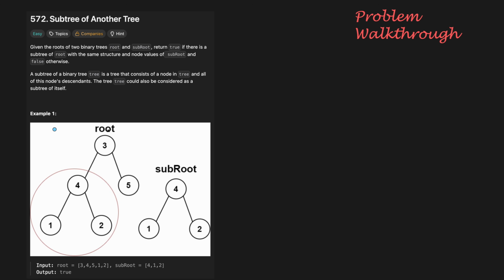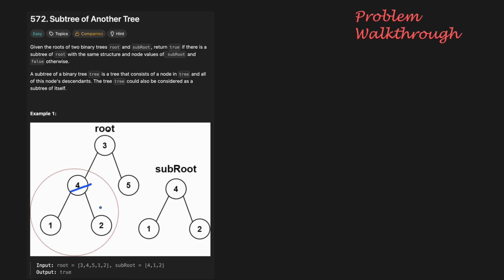Let's visualize this with an example. Here for the given root and subroot, we can find the subtree in the tree starting from this node. If you look at the node with value 4 in the main tree, the subtree starting from here is identical to the subroot because the structure is the same and the node values are also the same. We have node 4 here with two children 1 and 2.